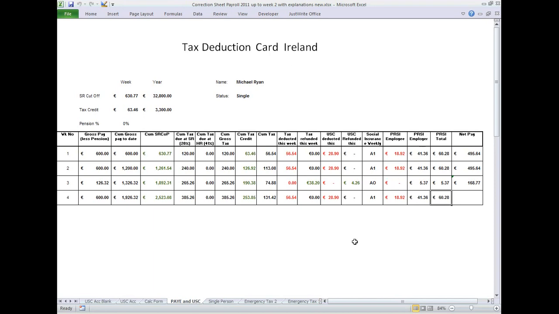So how much will his take-home pay be? His take-home pay will be his gross weekly earnings less his tax deducted of 56.54, less his USC payment, less his PRSI, and that will give him 495.64, the same as week number 1 and number 2. So that's how it's done, and we'll have further videos just to show USC, etc.